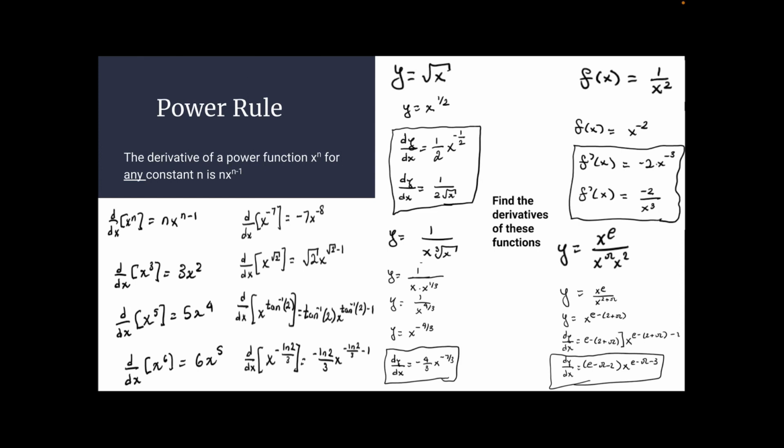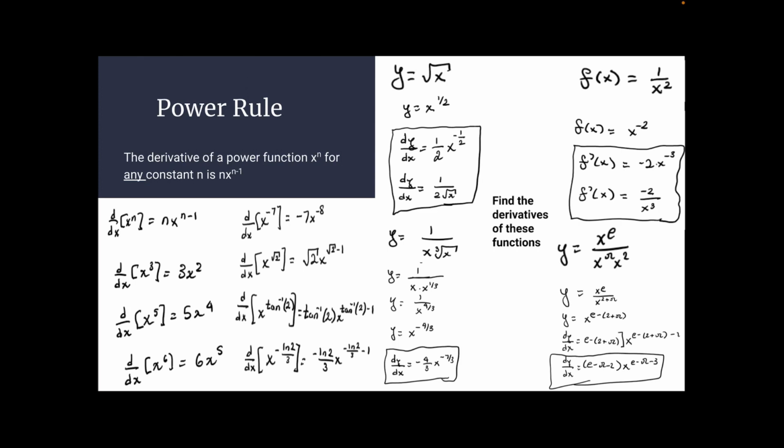Now notice we have something in the denominator. We could reciprocate that, and we'll end up with y is equal to x to the e minus (2 plus pi). Since we're dividing by something, we could subtract 2 plus pi. And from there, we can just go and take the derivative. Now there should be a bracket there. It should be dy/dx is equal to bracket e minus 2 plus pi. And then we subtract 1 from the exponent. We multiply by x to the e minus 2 plus pi minus 1.